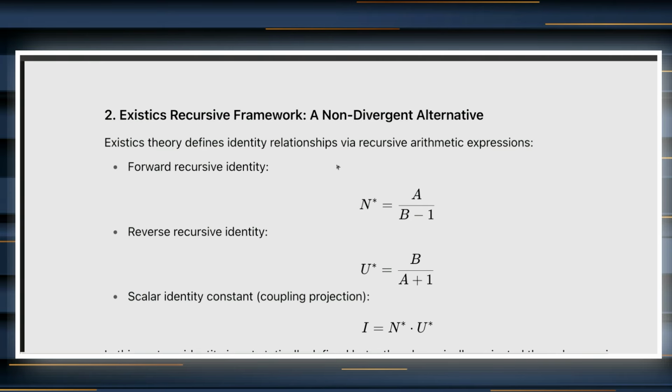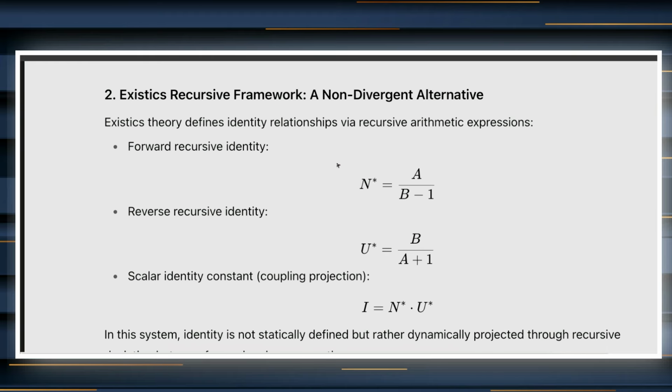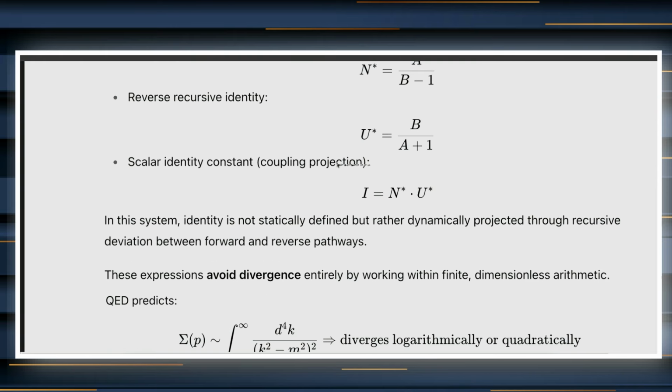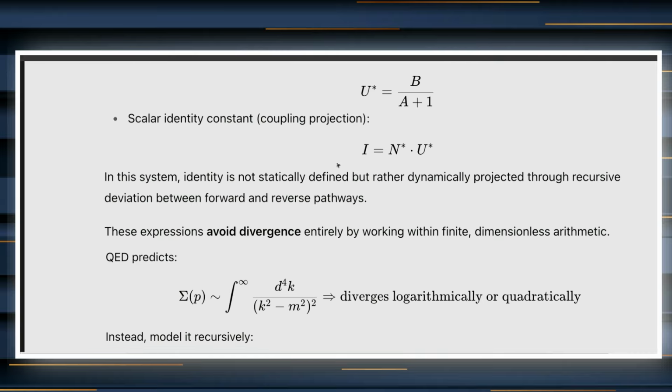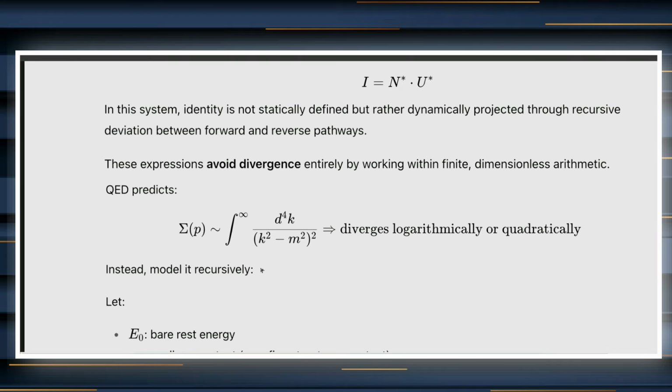Existics theory defines identity relationships via recursive arithmetic expressions, yada yada. Showed you guys this several times already. In this system, identity is not statistically defined, but rather dynamically projected through recursive deviations between forward and reverse pathways. These expressions avoid divergences entirely by working within finite dimensionless arithmetic. So, quantum electrodynamics predicts divergence logarithmically or quadratically, right? Instead, model it recursively.